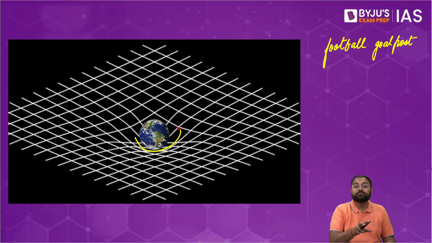Will earth also produce gravitational waves? The answer is yes, but it will be negligible, because in the context of the universe, earth has a very insignificant mass. So that's why we can't consider the earth. That's what's happening here.